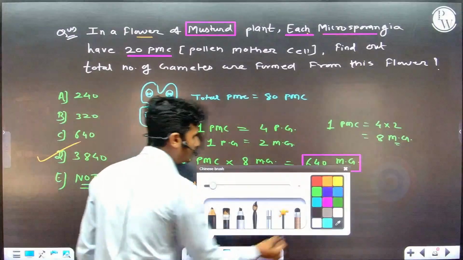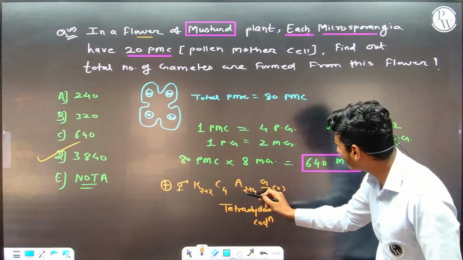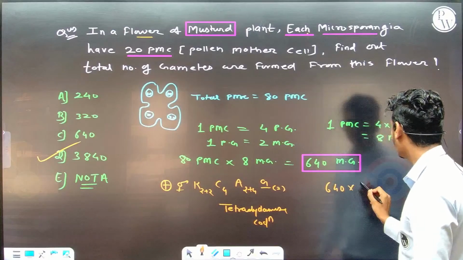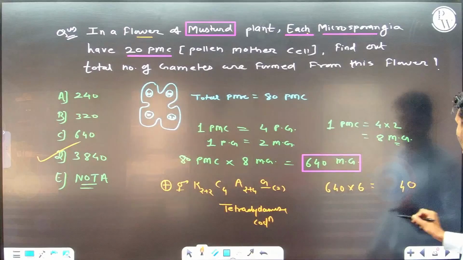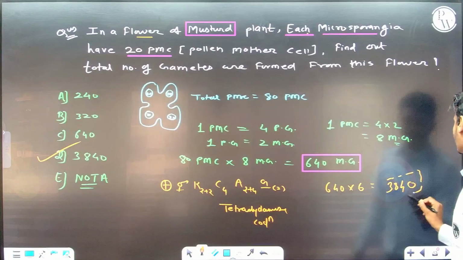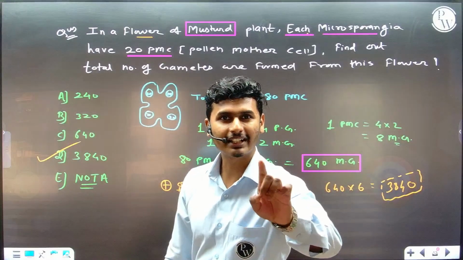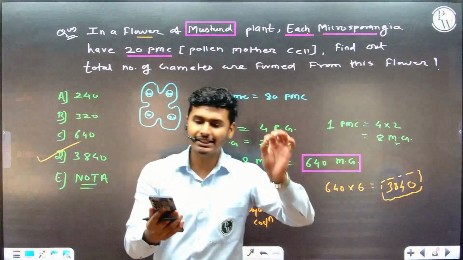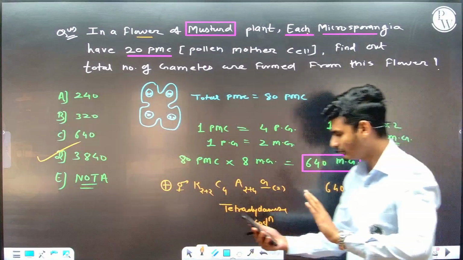Now, in a flower of mustard plant, how many total anthers are there? 2 plus 4 is 6. Now, 640 into 6 is equal to: 6 0s are 0, 6 4s are 24, 4 carry 2, 6 6s are 36, 36 plus 2 is 38. The correct answer should be 3840. I hope you are getting my point. Correct answer is D. Everyone, just write in the chat section. Did you understand this? Done?